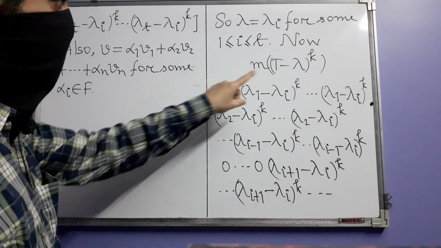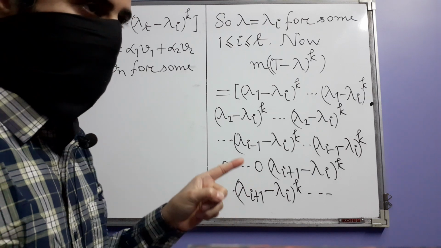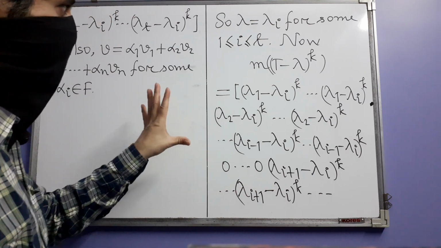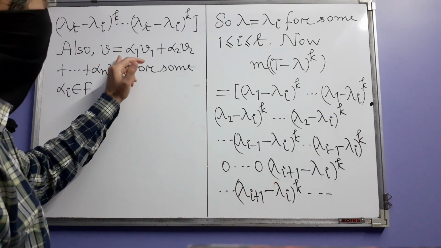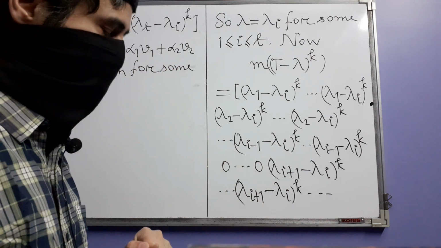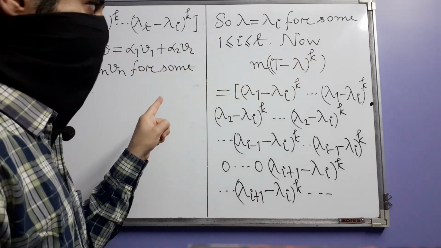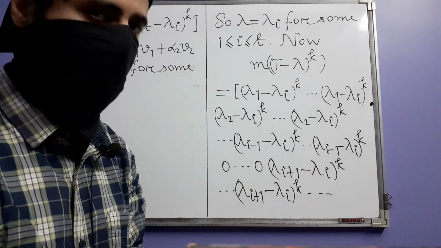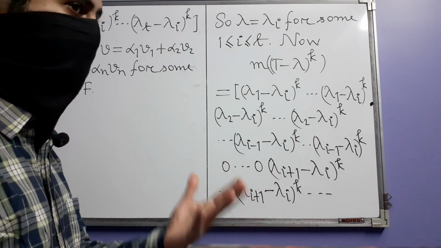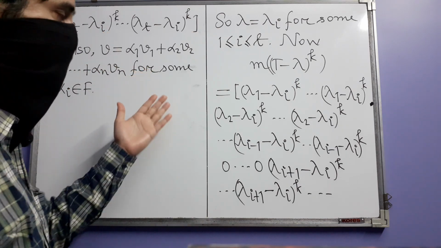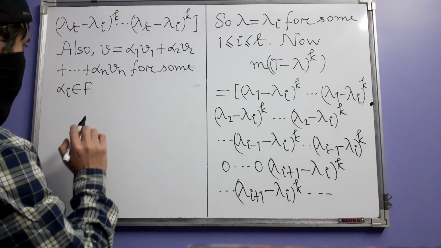Now applying the operator T minus lambda to the power k on V is similar to applying the matrix on the coordinate n tuple of V. That is, you can apply the operator on V, that's one thing, and that gives you 0 of course, but you can also apply the matrix on the coordinate n tuple. By that what I mean is this.